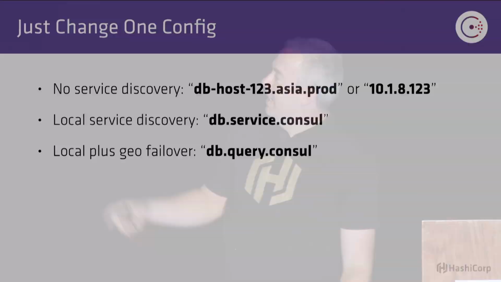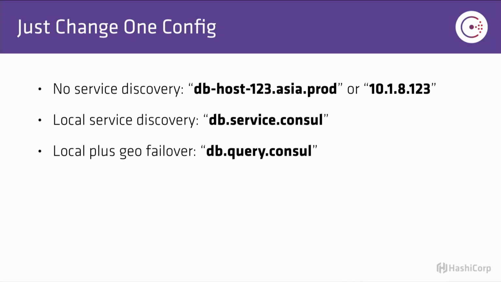So wrapping up, this is the made easy part. It's basically just one slide. Before you ever had Consul, you probably had some host thing in the config file for your app. If you were really gross, you had an IP address in there, so you didn't even know what the name of the thing was.